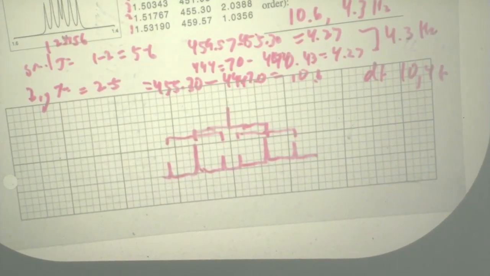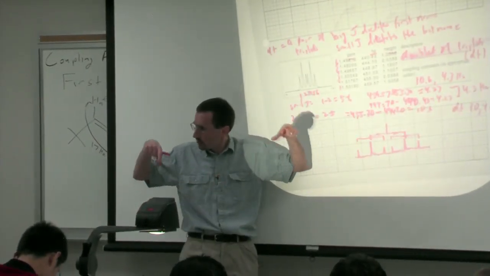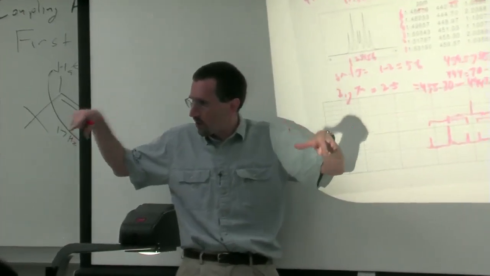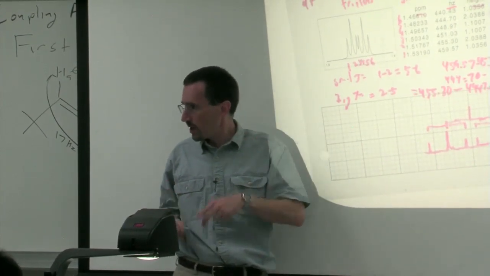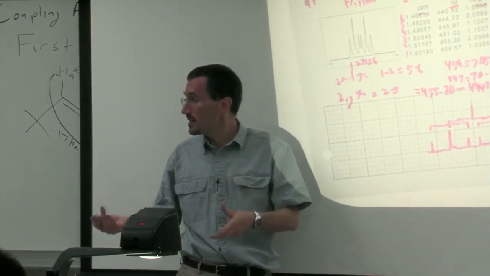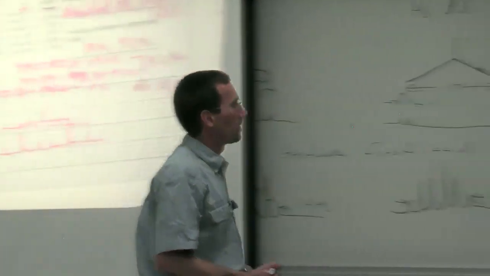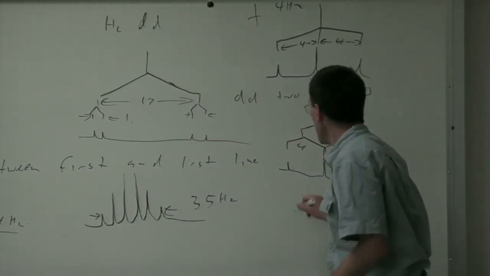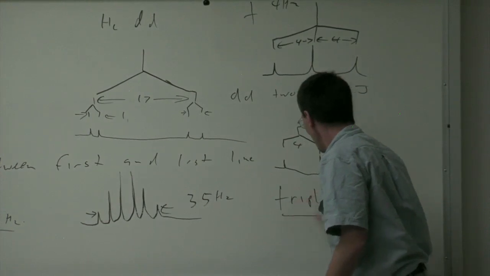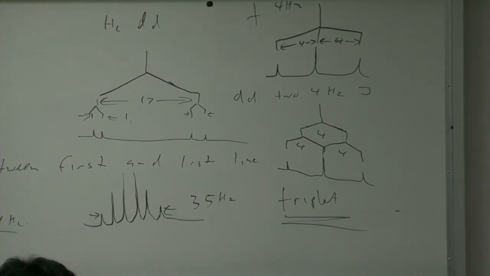Not to go out 2 hertz on each side. So I said we're going out 4 hertz because the triplet is 4 and 4. It's 2 4 hertz coupling constants. A triplet with 4 hertz coupling is conceptually the same as, is indistinguishable from, a DD with 4 hertz and 4 hertz. You can draw this if you want, but still name this as a triplet. Oh, okay. I think I just misunderstood what they had. All right.